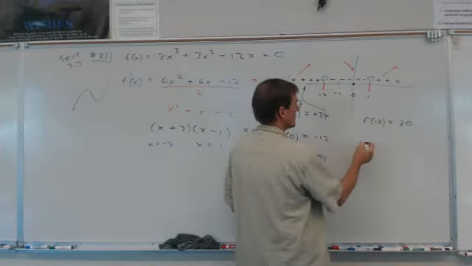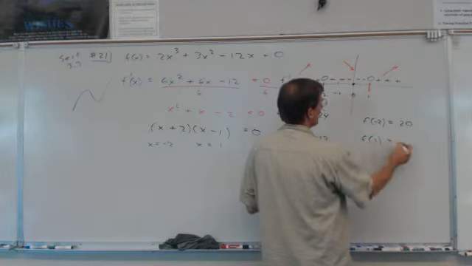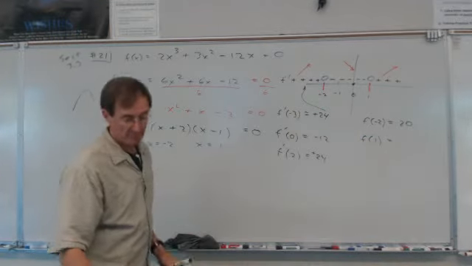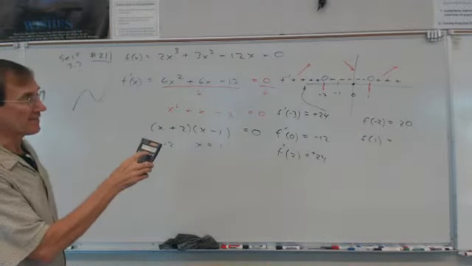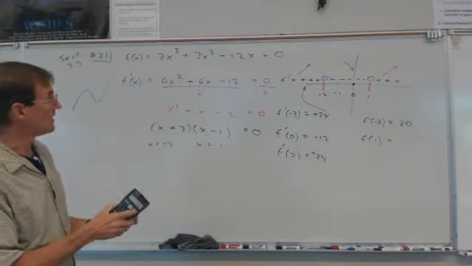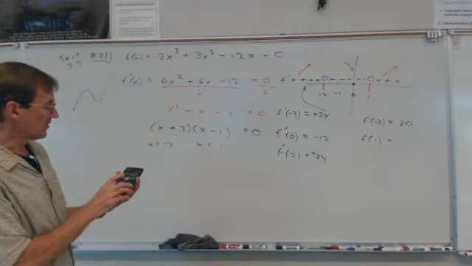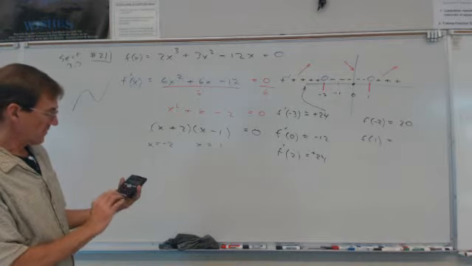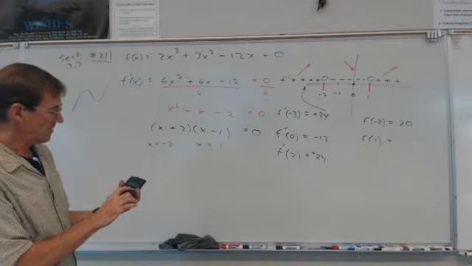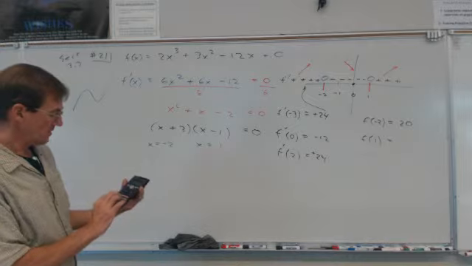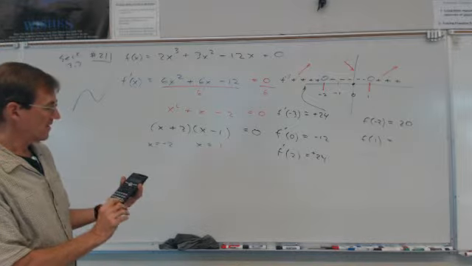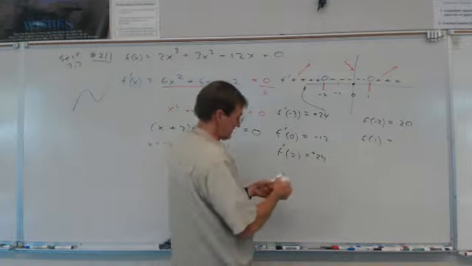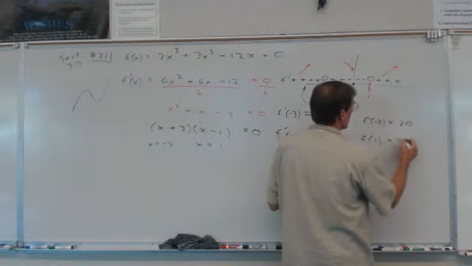Let's see where it is at positive 1. Now all I have to do is change the negative 2 in my calculator to a positive 1. It's pretty easy to evaluate. So this is going to be 2 times 1 cubed plus 3 times 1 squared minus 12 times 1. And that turns out to be negative 7. So this is negative 7.